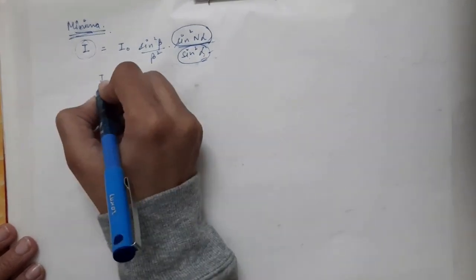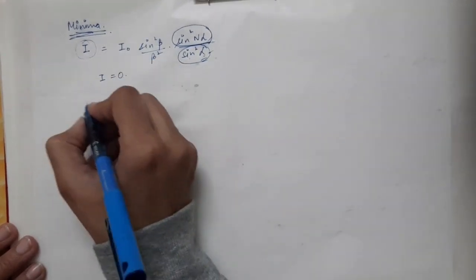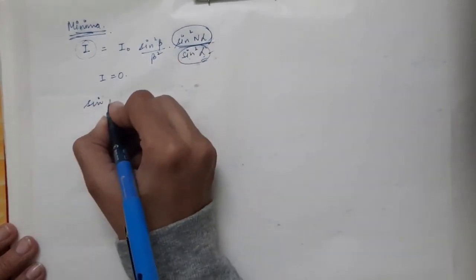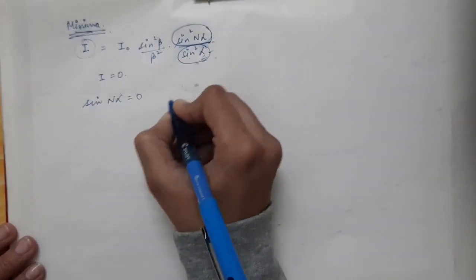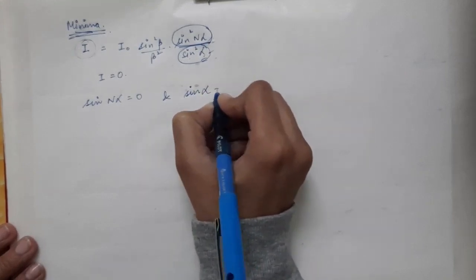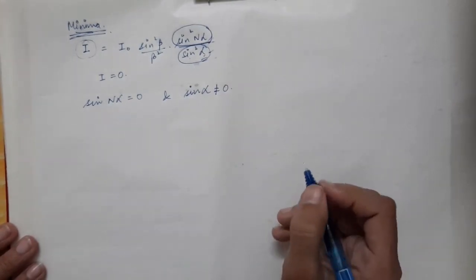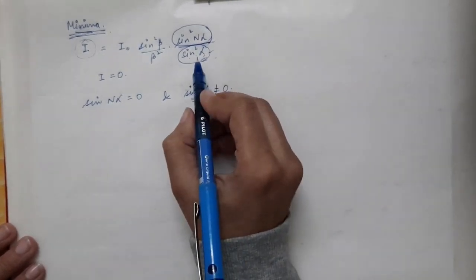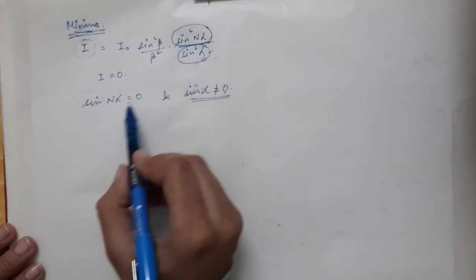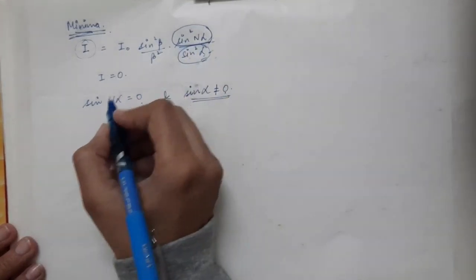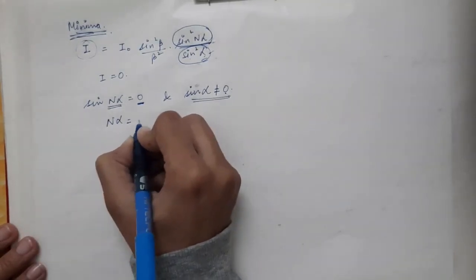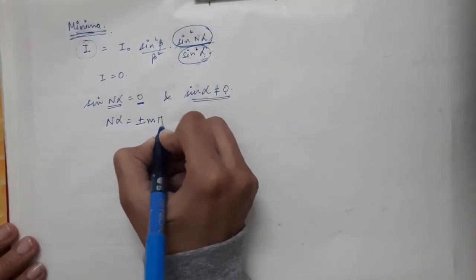So for that, the intensity must be equal to 0, which means that sine square n alpha, or you can say sine n alpha, is equal to 0. And this is a very important condition: sine alpha should not be equal to 0. So sine alpha, which is the denominator, should not be equal to 0, but sine n alpha should be equal to 0. So sine n alpha is 0 when n alpha is equal to plus minus m pi.